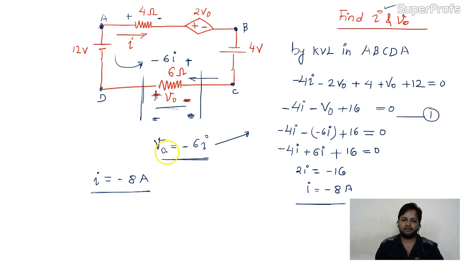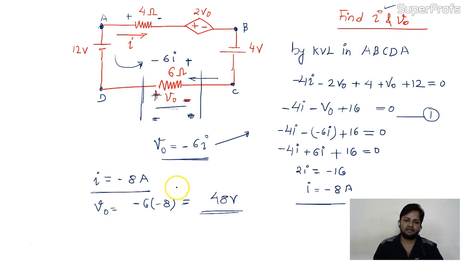Now come to V naught. Once we find the value of I, we can find V naught. V naught is nothing but minus 6 into minus 8. It will be 48 volt. Is there any problem? It will be 48 volt.